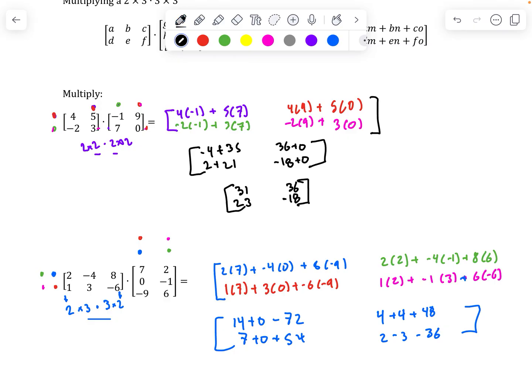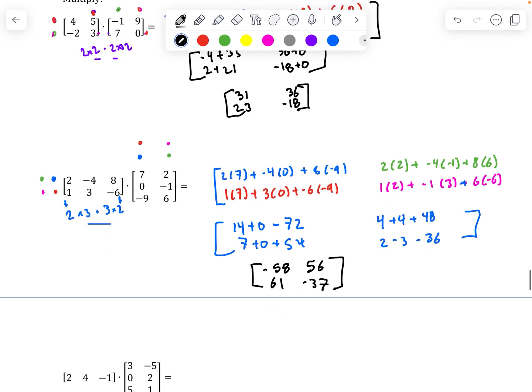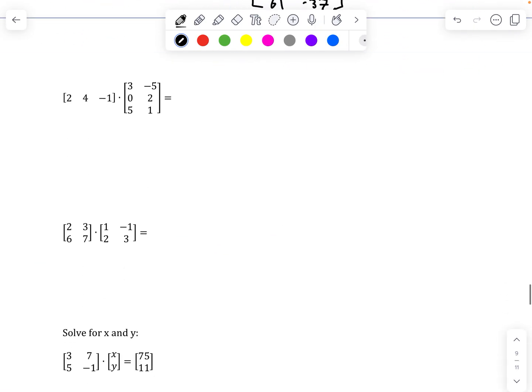Leaving our ultimate answer as negative 58, 56, 61, and negative 37. Okay. Let's do just one more of these. I don't know if I want to do all of them. So let's do this one here, and we'll skip this one for now.